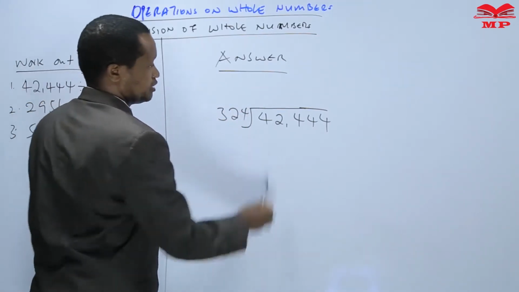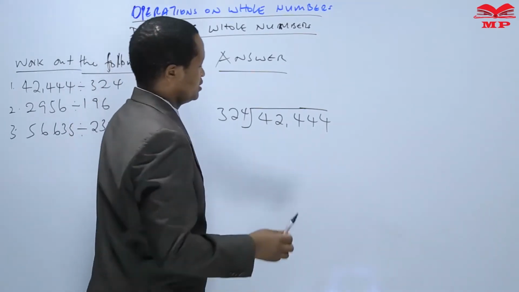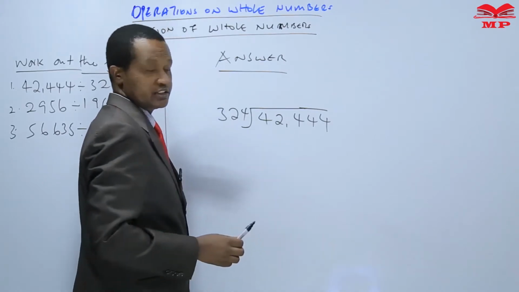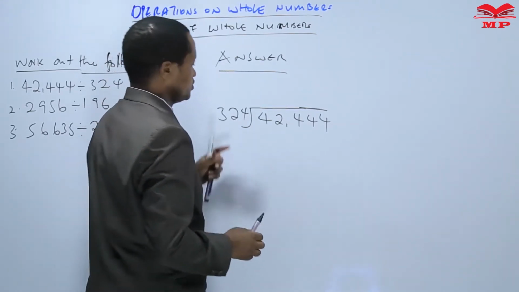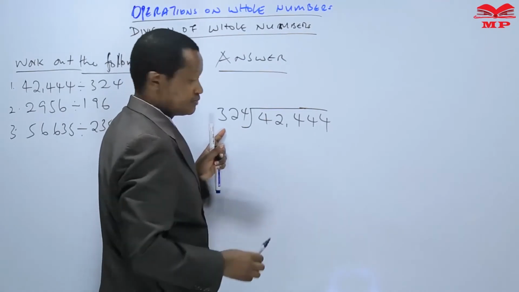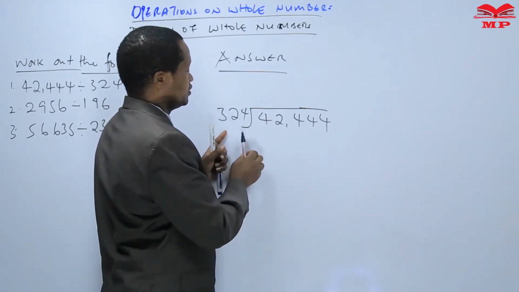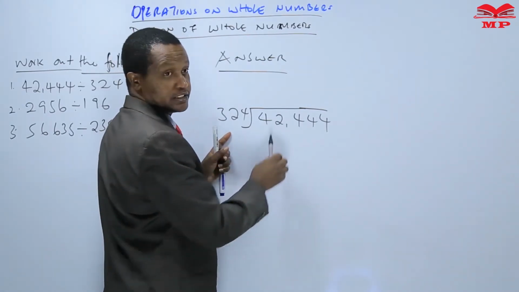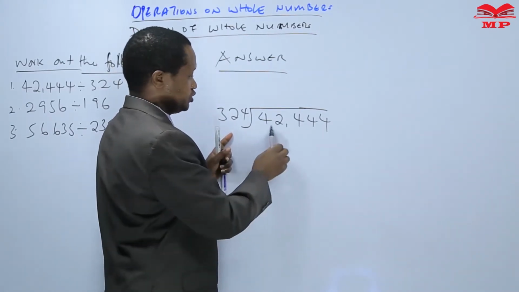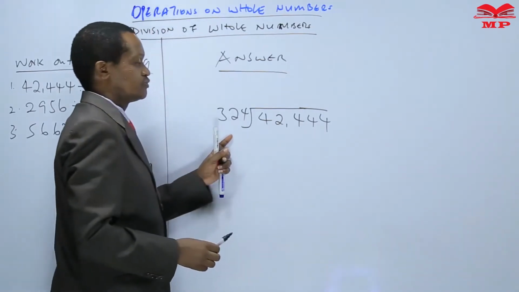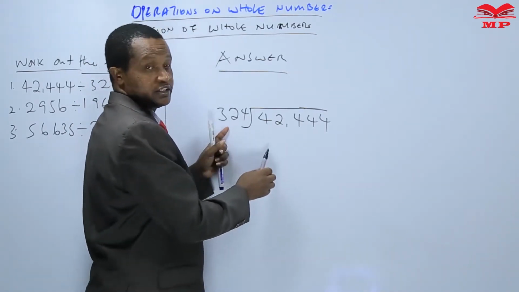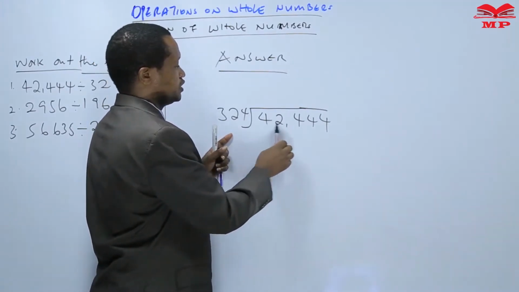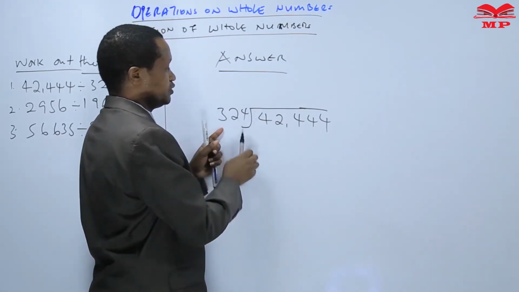We want to divide this number by this number. How many times does this number divide this number? So we start with the first digit. 324 cannot divide 4. We check the first two digits, 42. 324 cannot divide 42, but it can divide 424 because 424 is greater than 324.